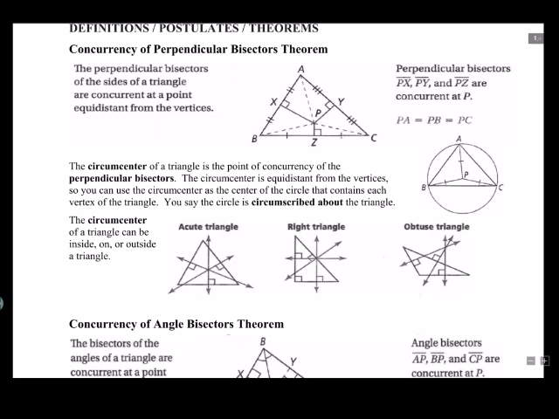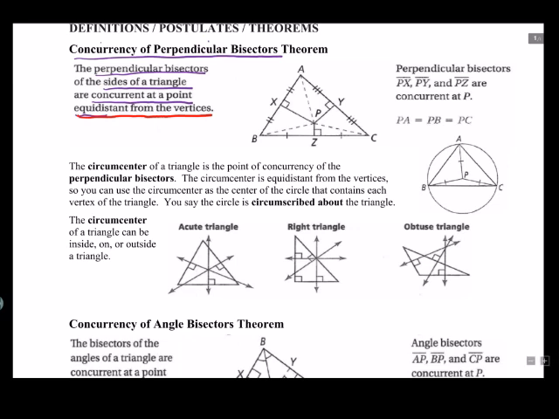The first theorem is the concurrency of perpendicular bisectors theorem. So what is this saying? This is saying that our perpendicular bisectors are going to intersect at a point. Let's look at the theorem here. The perpendicular bisectors of the sides of a triangle are concurrent at a point that is equidistant from the vertices.